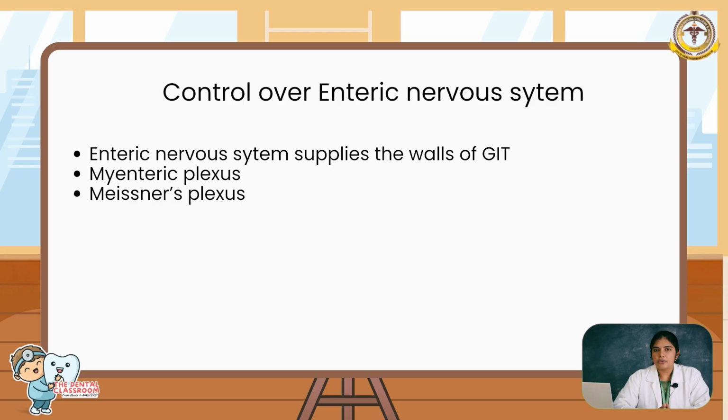Now we will see the control over the enteric nervous system. Enteric nervous system is the nervous supply to the gastrointestinal tract. It is through the myenteric plexus and Meissner's plexus. So both these plexuses are influenced by the autonomic nervous system. So they alter the blood flow in these plexuses, they help in the glandular secretions, and they are involved in the peristaltic action and villi movements of the smooth muscles of the gastrointestinal tract.